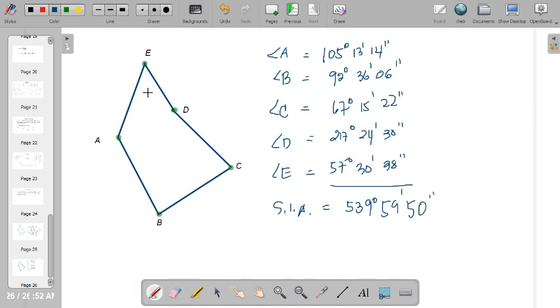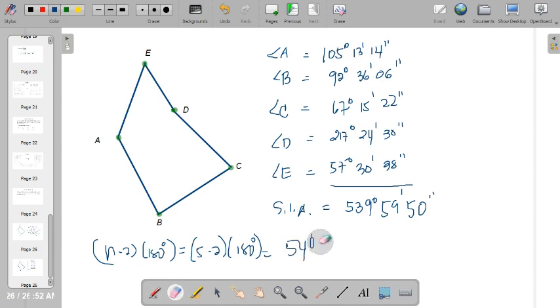So what is the geometric condition? We have n minus 2 times 180, that is equal to 540 degrees. So the difference is actually 0 degrees, 0 minutes, and 10 seconds. So we're going to balance the survey. It means we are short by 10 seconds.